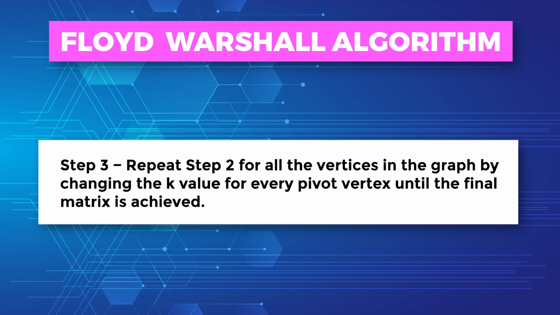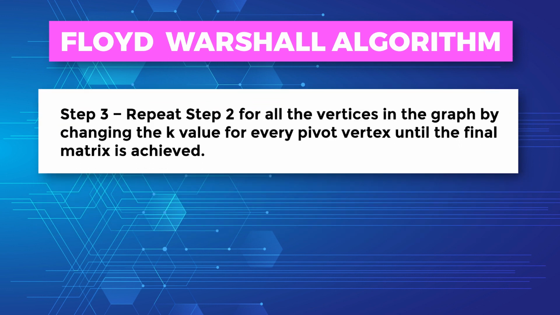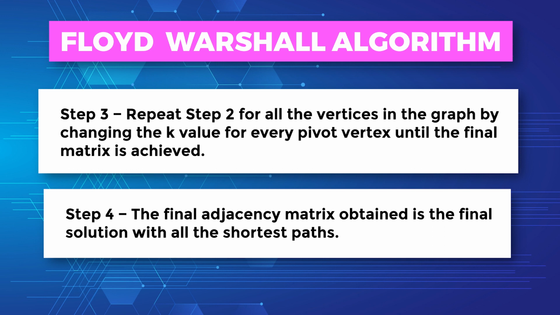The process goes on until all the vertices are covered, so until the final matrix is achieved. So in the third step, we focus on all the vertices one by one. Now in step number 4, the final adjacency matrix obtained is the final solution with all the shortest paths.